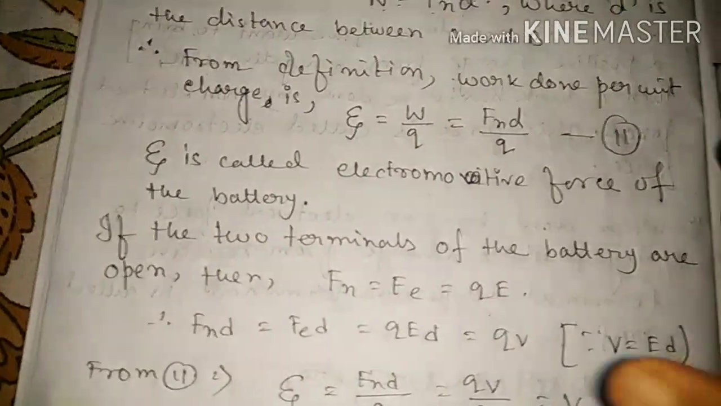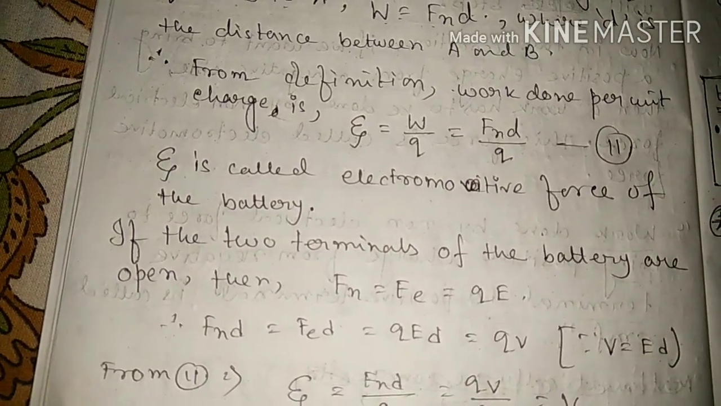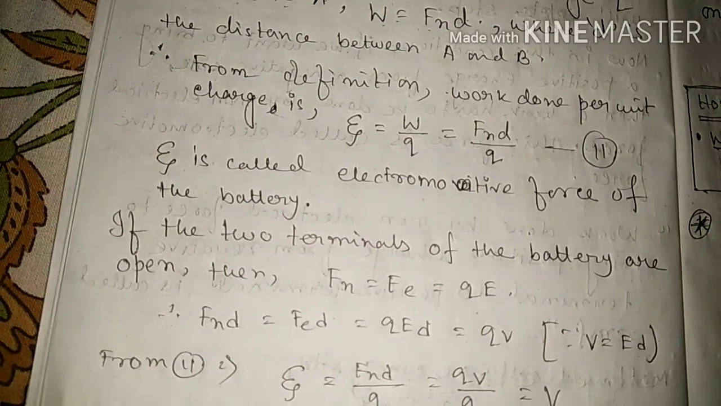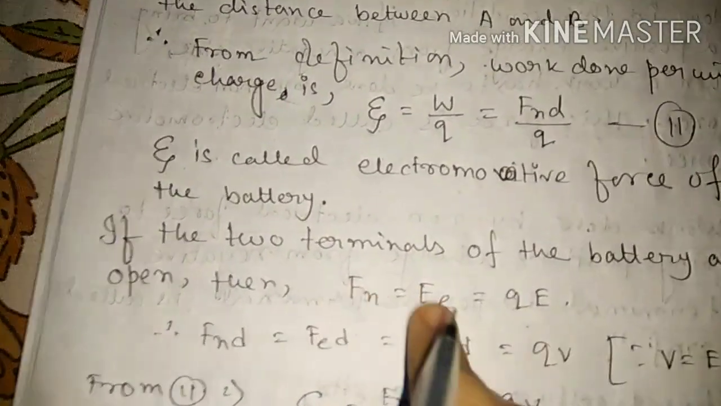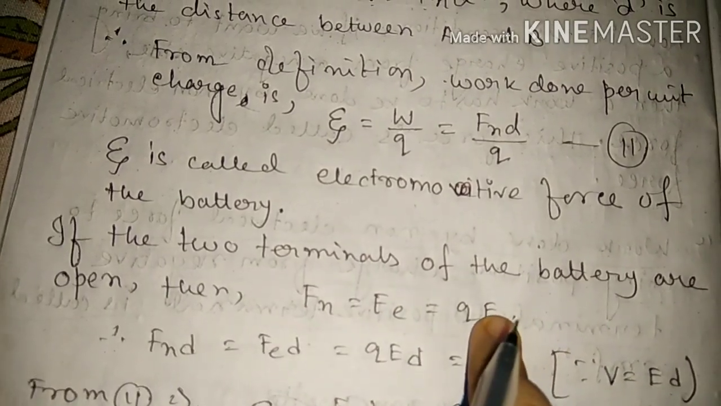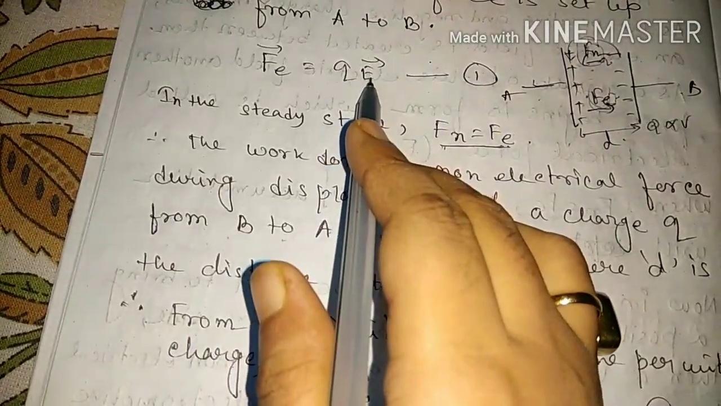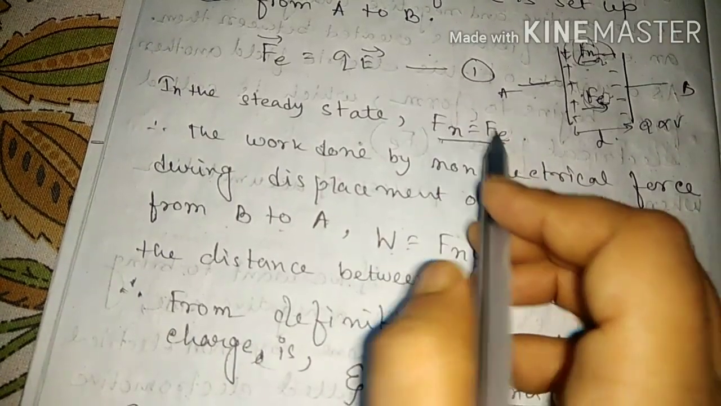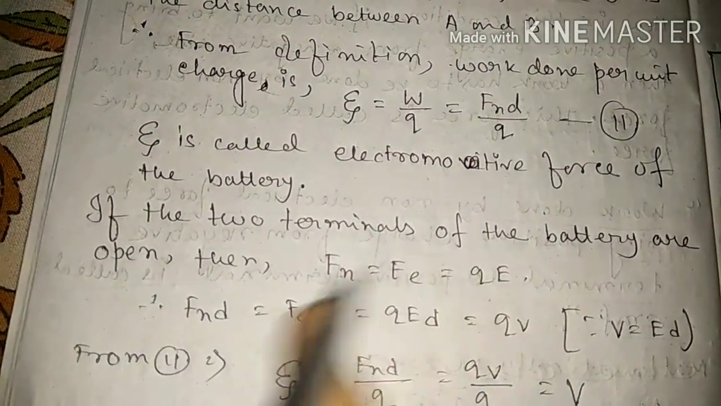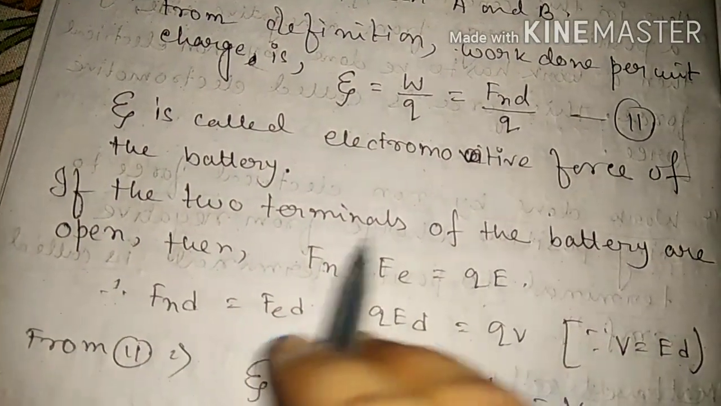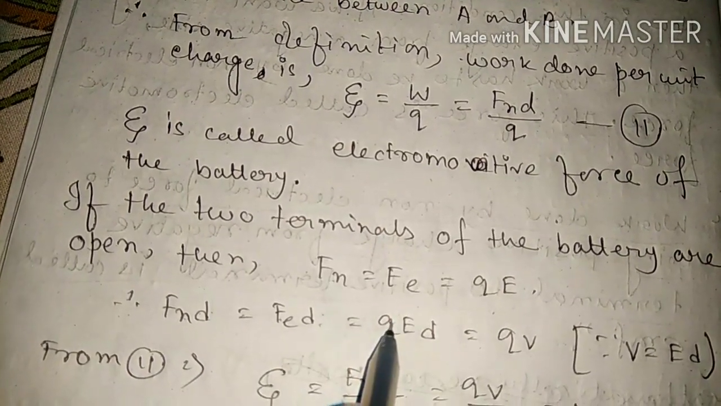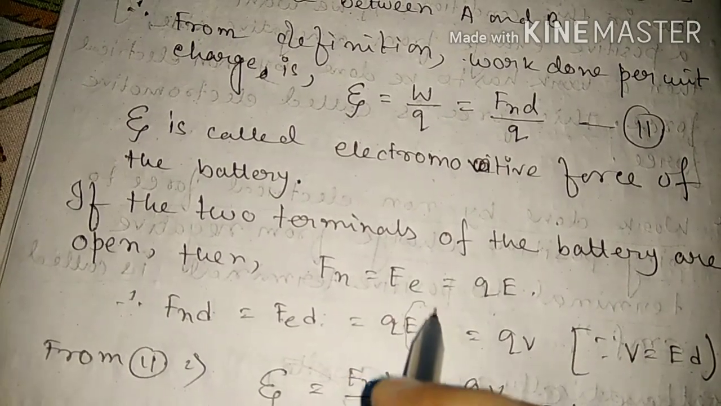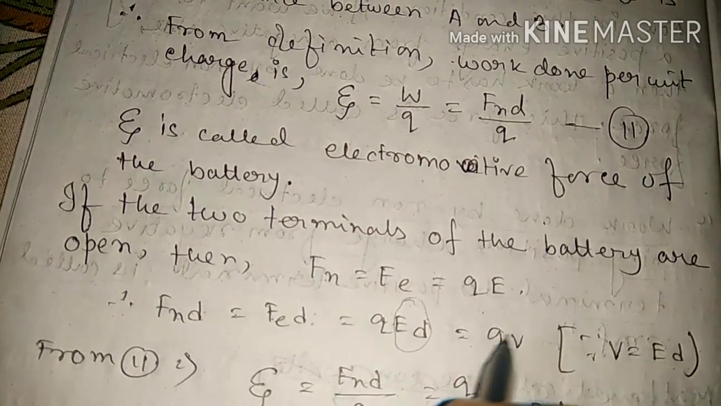Now, if the two terminals of the battery are open, that means it is not connected to any external source, only in that condition Fn equals Fe, that is equal to QE, because Fe equals QE. Now in steady state Fn equals Q into E. Now multiply both sides by D. So Fn into D equals Fe into D equals QE into D.